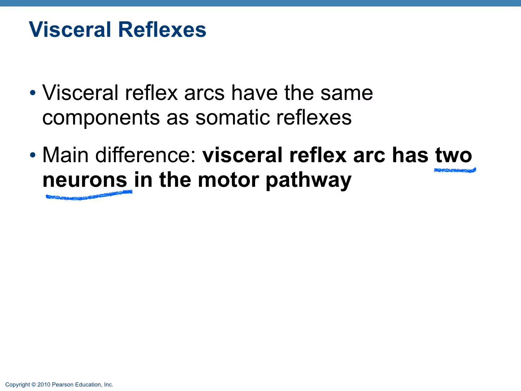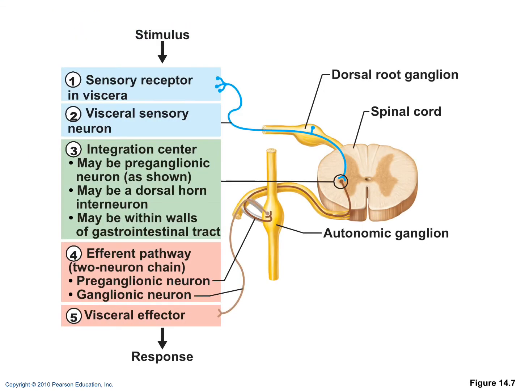Now, we've talked about somatic reflex arcs. The visceral reflex arc is going to have the same components, but there's one key difference. In a visceral reflex arc, there are 2 neurons in the motor pathway. Let's look at that. On this slide, you can see it's almost identical to the somatic reflex arc. We've got a sensory receptor, and the sensory neuron sending the afferent into the spinal cord. We have the integration center in the spinal cord. But when we look at the efferent pathway, there's a preganglionic neuron and a ganglionic neuron, so a 2-neuron chain. And then we have the effector. So the only difference here is that there's a 2-neuron chain in the efferent pathway.